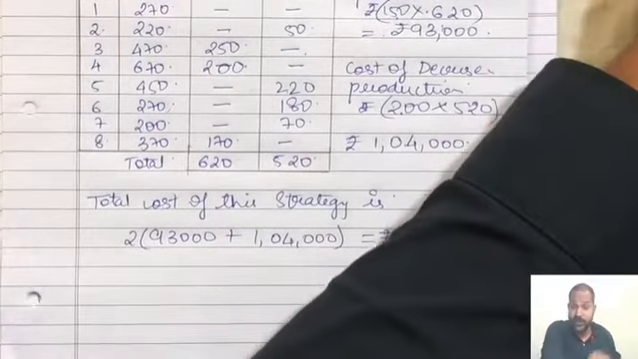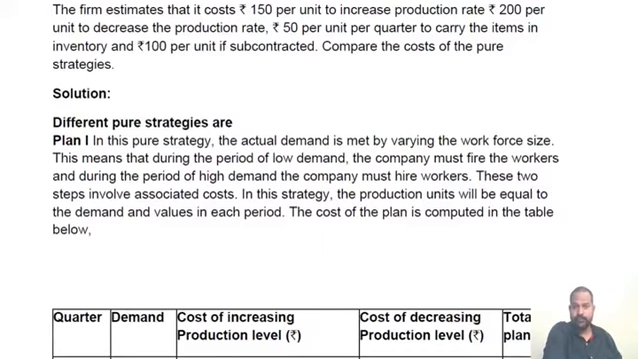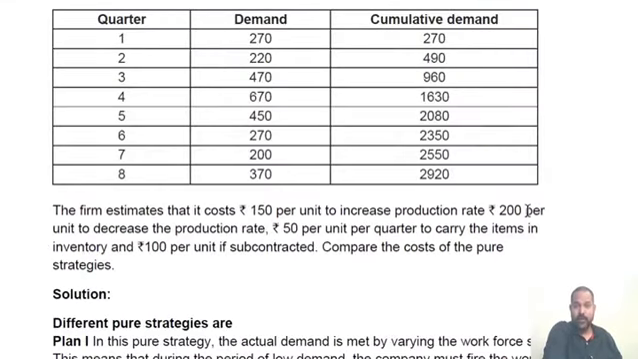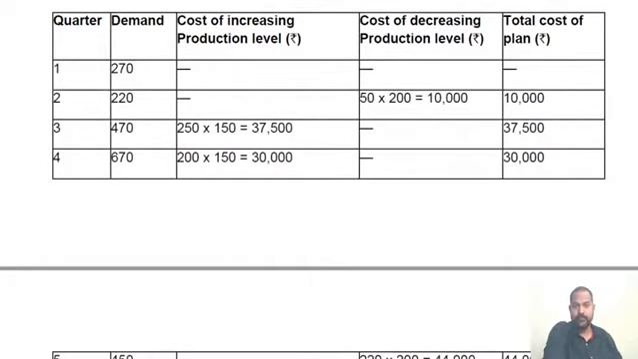Let's come to the institute solution. The institute has done all the cost calculations in one. Meaning, what the institute has done is, in the same table, they've calculated the cost together and they've taken a total on the right hand side.